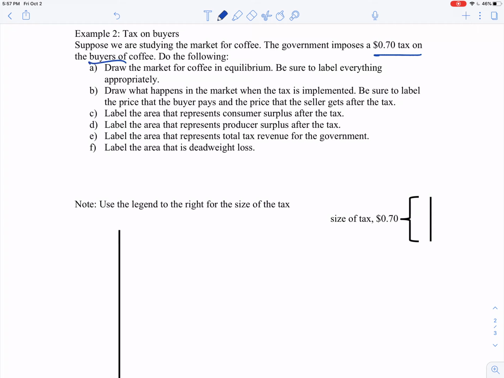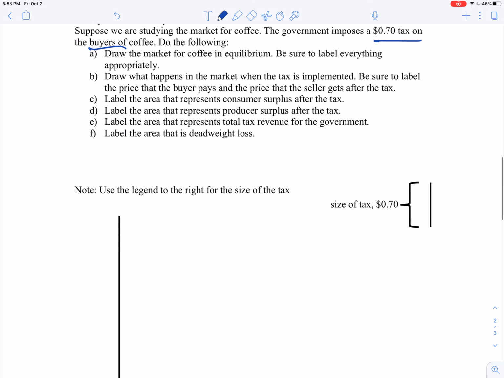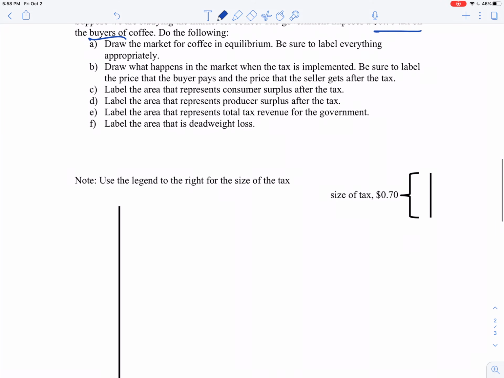So remember now, if the tax is on the buyers, that means technically the buyers are the ones that have to pay the government. Therefore, we're going to shift the demand curve, okay? Okay, so now let's go through all these steps and fill in our graph, okay? So part A says draw the market for coffee in equilibrium. Be sure to label everything appropriately, okay?